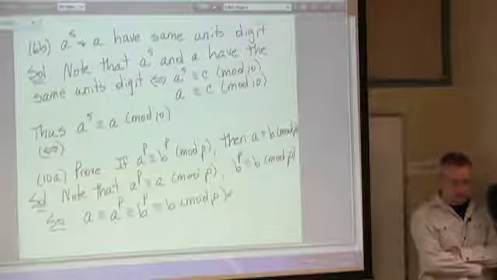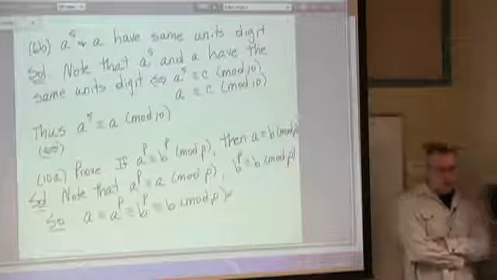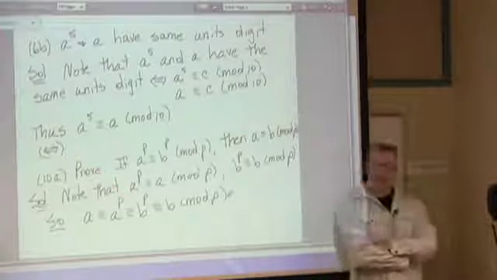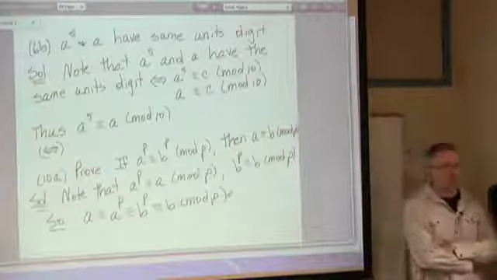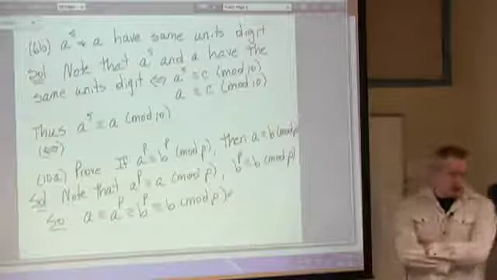In fact, there was a question on the third exam that said, true or false, if A squared is congruent to B squared mod n, then A is congruent to B mod n. False. Not true. Choose A to be 4 and B to be 2. Doesn't work.